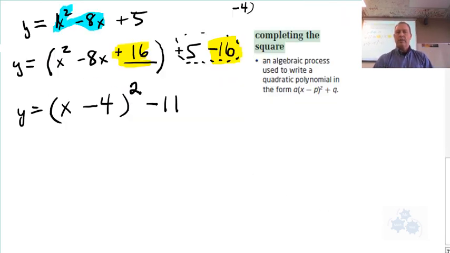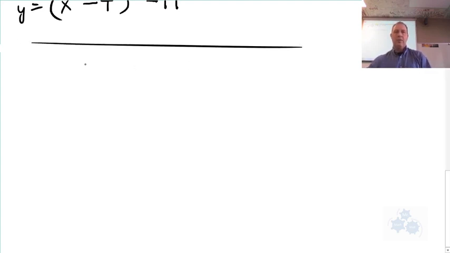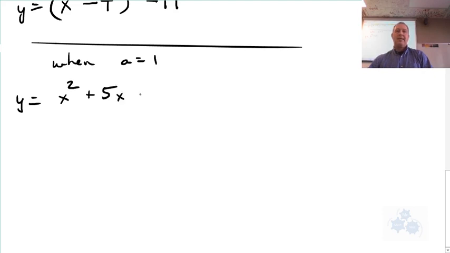Okay, let's do some more examples. And again, these examples are when a equals 1. When a does not equal 1, that's a different level, which we'll do in a bit. Okay, so let's do another one. y equals x squared plus 5x minus 13. That is in standard form. I want to put it into vertex graphing form.